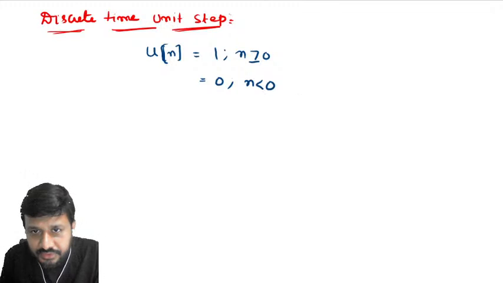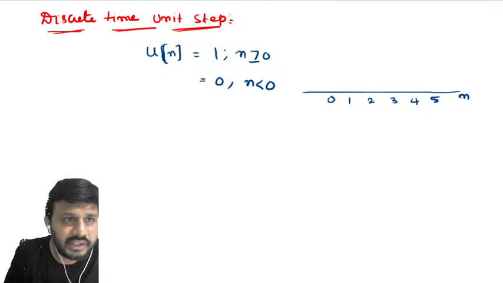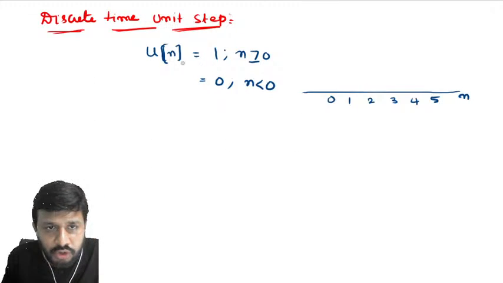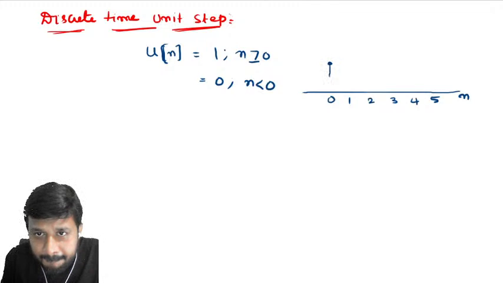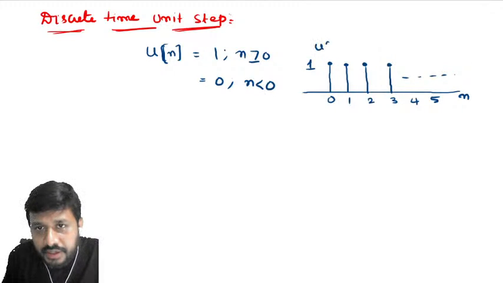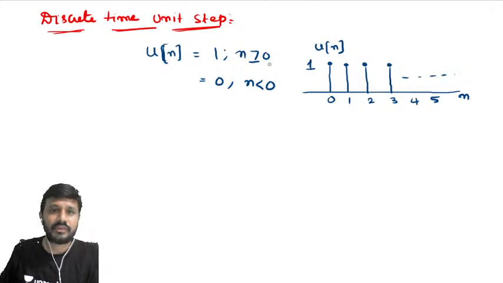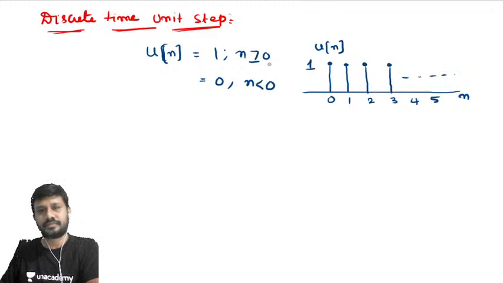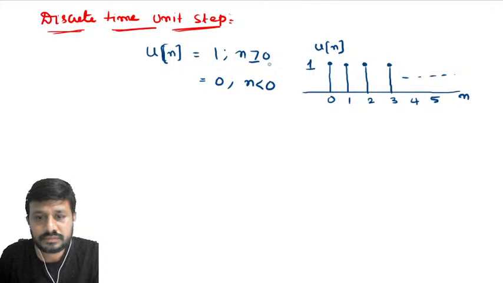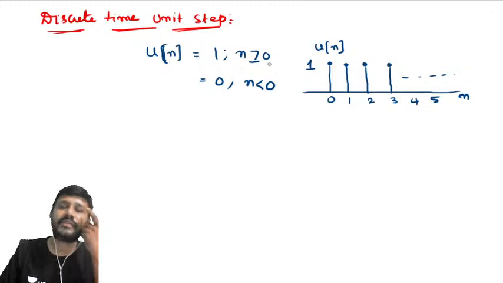So this is a discrete time signal, which means the independent variable is n. Discrete time signals exist only at integer values of time. So here the signal u of n is 1 for n greater than or equal to 0, and it is 0 for n less than 0. Right? So this is the discrete time unit step.